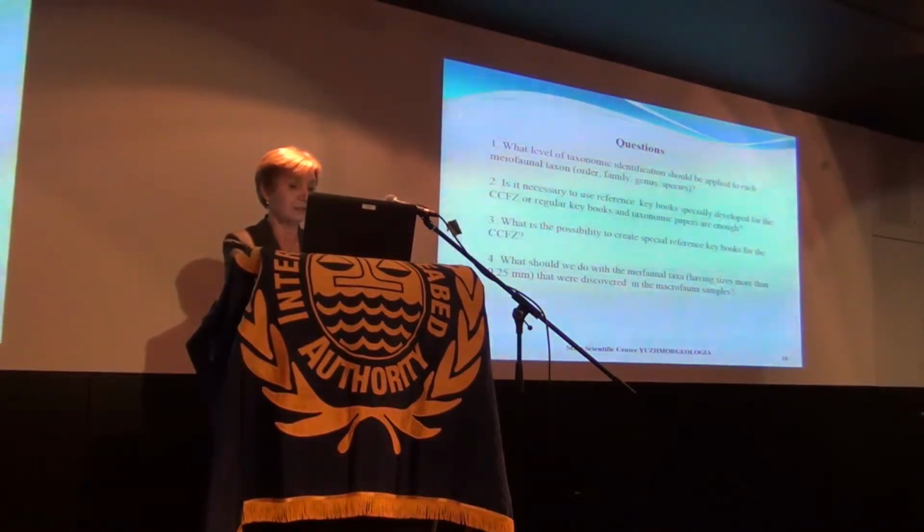And a third question: what is the possibility to create special reference key books for the Clarion-Clipperton zone? And finally, actually we have the same question. What should we do with the meiofaunal taxa which are more than 0.25 millimeters that we discovered in the macrofaunal samples? It's very interesting because we find a huge amount of such data when we study macrofauna.